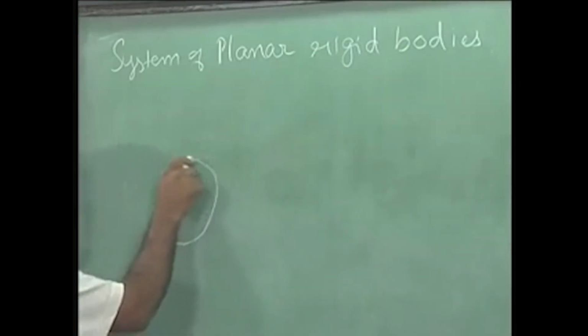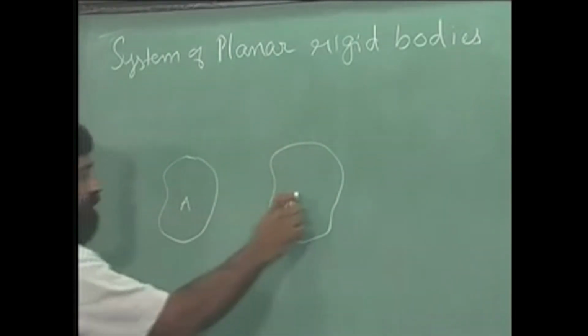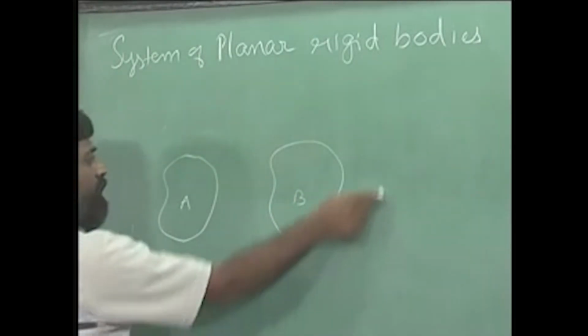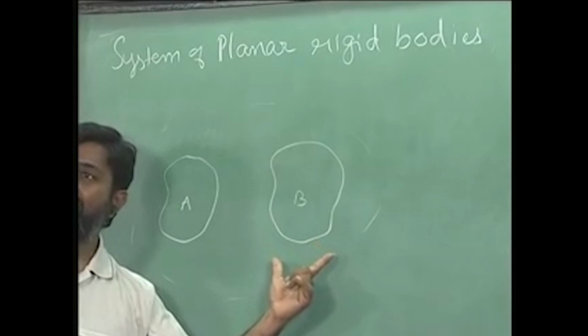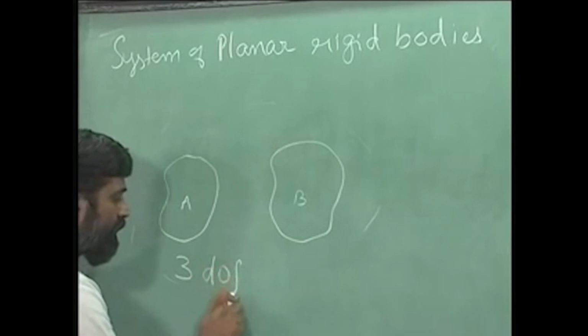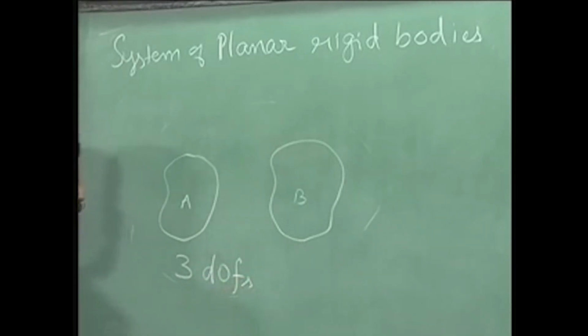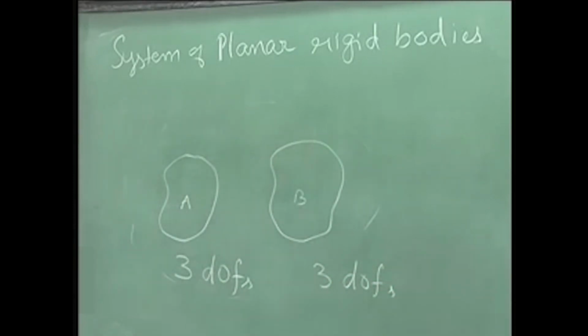Supposing I have a body here, another body here, and I call these two, let us say this is A and this is B, and let us say this entire thing is called a system of rigid bodies. I know that the rigid body A will have 3 degrees of freedom and rigid body B will have 3 degrees of freedom, and as you can see here these two are independent of each other, and therefore 3 degrees of freedom here, I am just going to call it as DOF, and 3 degrees of freedom over here, which means I have 6 degrees of freedom for this system.